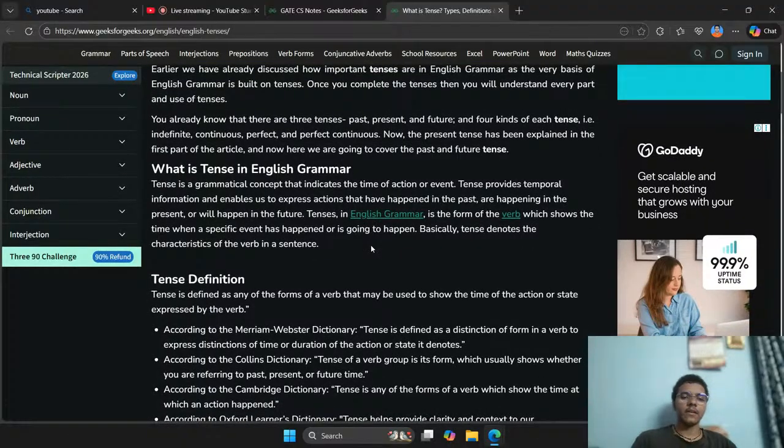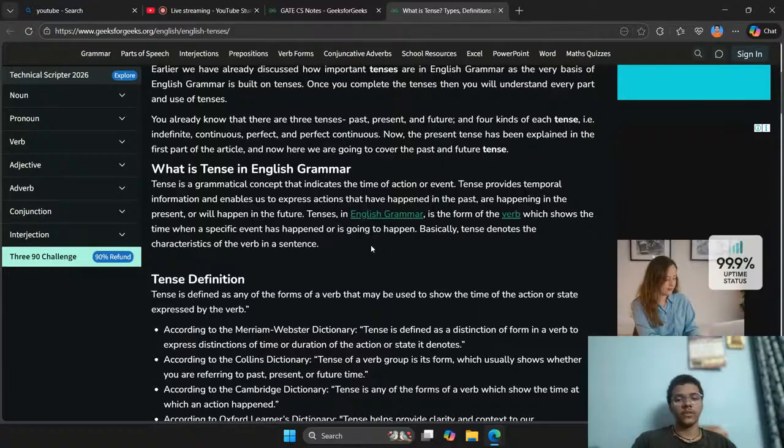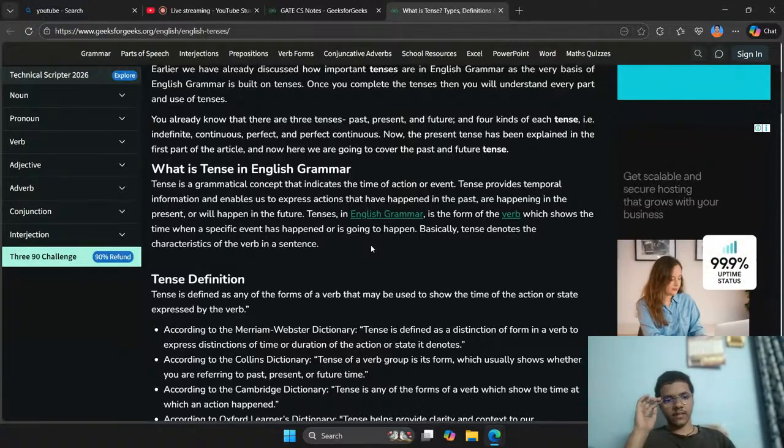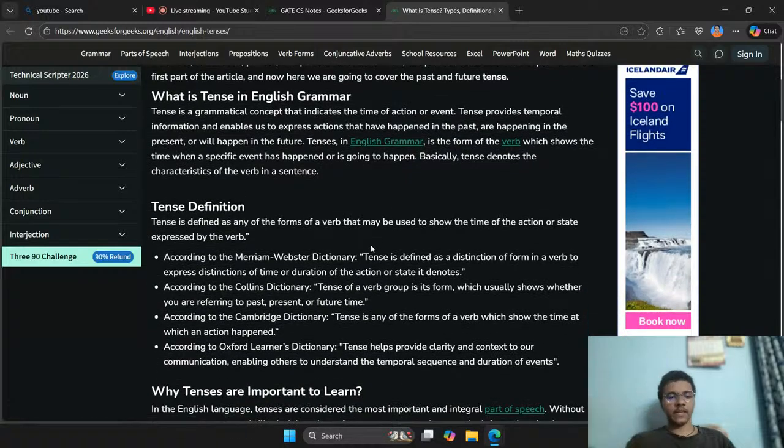Tense is a grammatical concept that indicates the time of action or event. Tense provides temporal information and enables us to express actions that have happened in the past, are happening in the present, or will happen in the future. Tense in English grammar is the form of the verb which shows the time when a specific event has happened or is going to happen. Basically, tense denotes the characteristics of the verb in a sentence.